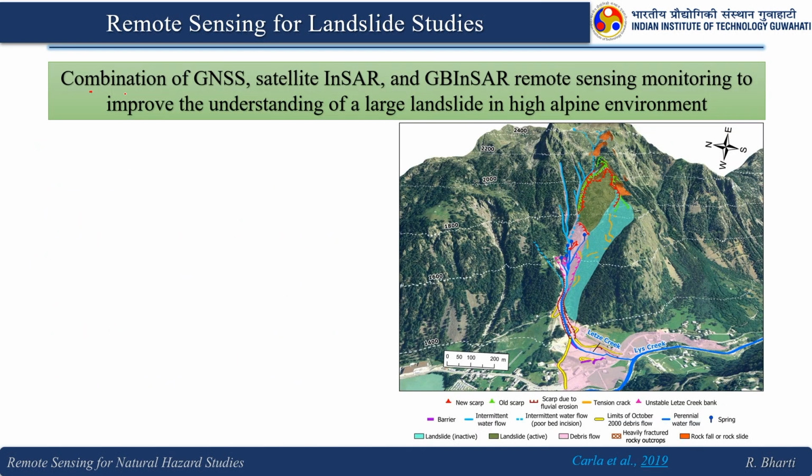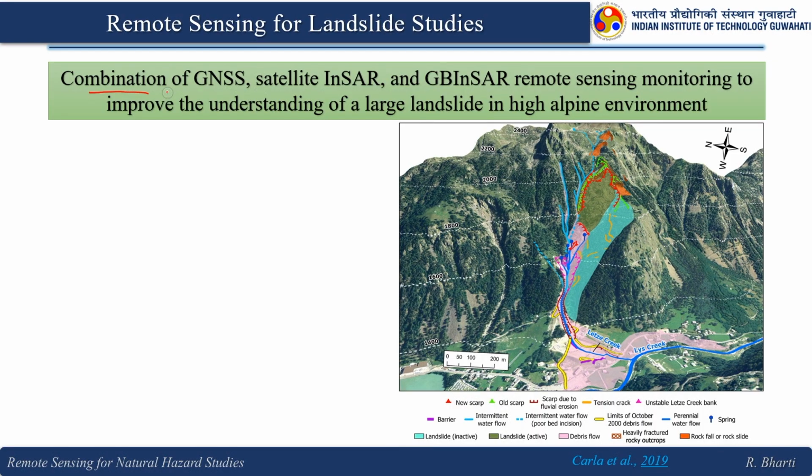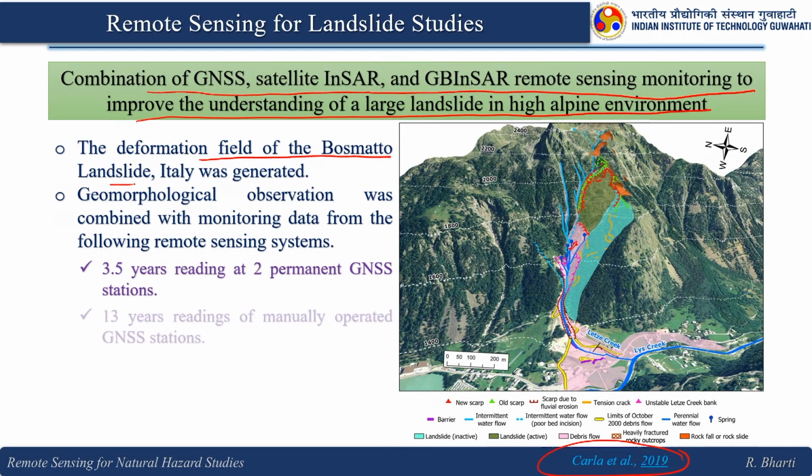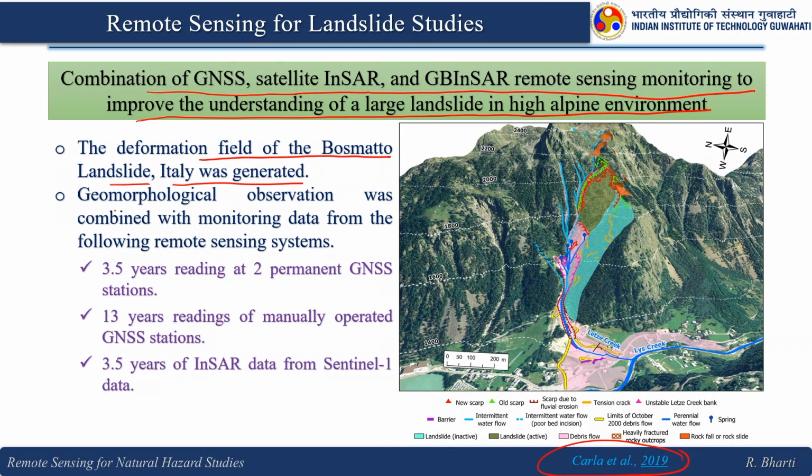When we combine different approaches together, it provides a better opportunity to study a landslide event. Here it says the combination of GNSS, satellite InSAR and GB-InSAR remote sensing monitoring to improve the understanding of large landslides in high alpine environments. This is one study from Carla et al., 2019, and the deformation field of the Bosomato landslide, Italy was generated.